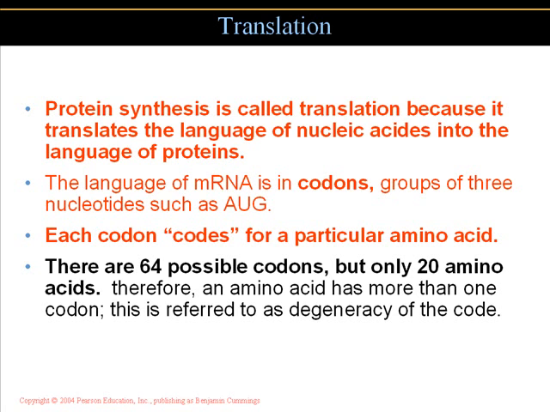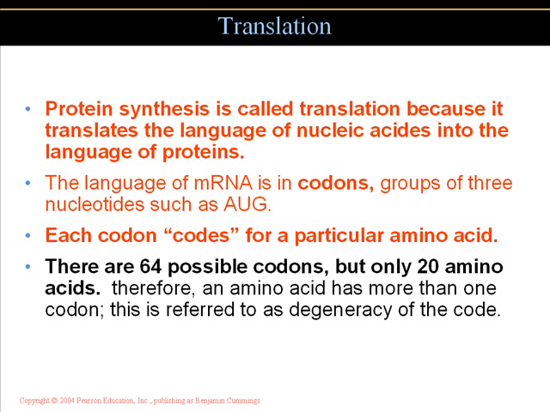Protein synthesis is called translation. In this process, remember, we're creating proteins because it translates the language of the nucleic acids. Remember, the sequence of the nucleic acid is the template by which the organism develops. This is where we get our physical characteristics, the phenotype, from. And so it translates the language of the nucleic acids and gives a language for proteins.